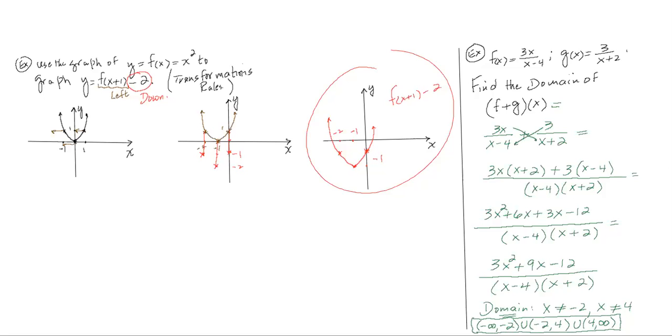So I didn't have to really do all that stuff. I could have gotten my answers from right here. x cannot equal 4, x cannot equal -2, and then write it out. But I just wanted us to practice on how to add two rational expressions.